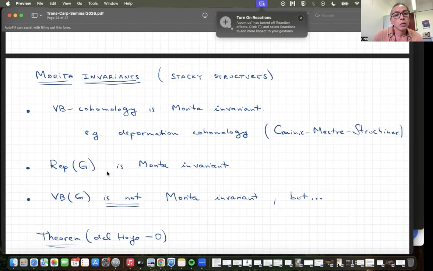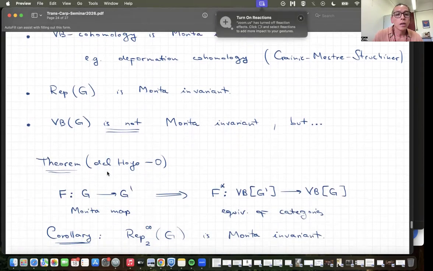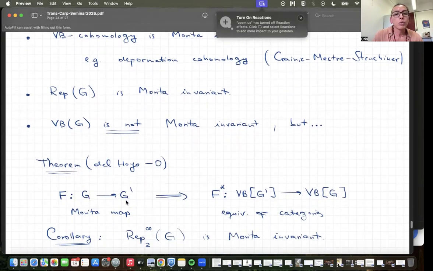Associated to this category of VB groupoids over G, there is something called the derived category of VB groupoids. And the theorem is that if you have a Morita map between groupoids, then the pullback between the derived categories of VB groupoids is an equivalence of categories. If you take the pullback as a functor between the categories of VB groupoids, it is not essentially surjective. But if you take the derived categories, then it is actually an equivalence.